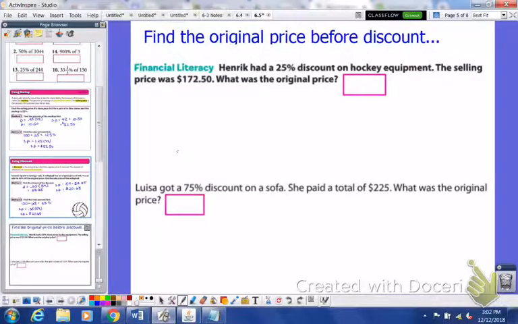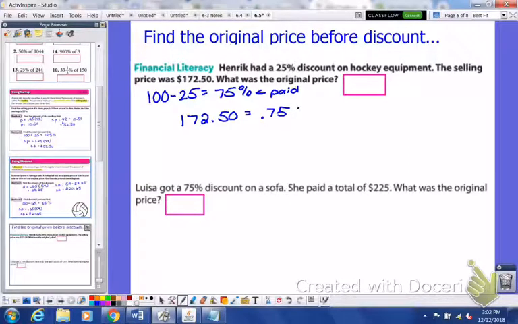Okay, well, if we had a 25% discount, then what percent did we pay? So 100 minus 25 tells us that we paid 75%. We paid 75%. So if my selling price was 172.5, I want to know 172.5 is 75% of what? So it's kind of like part equals percent times whole.